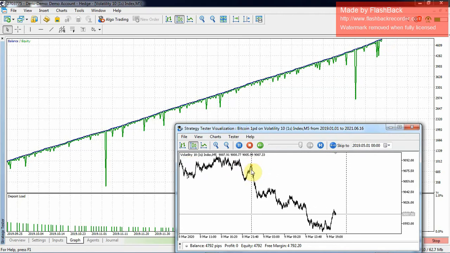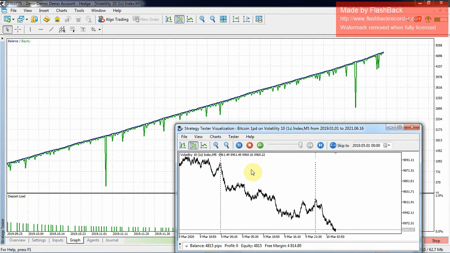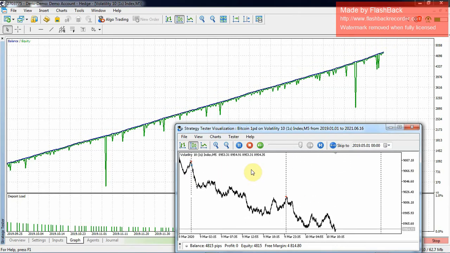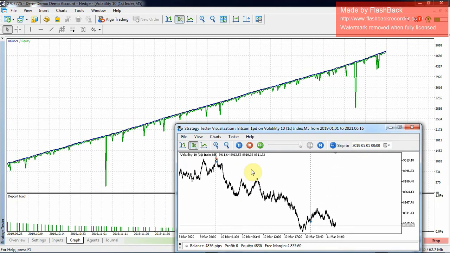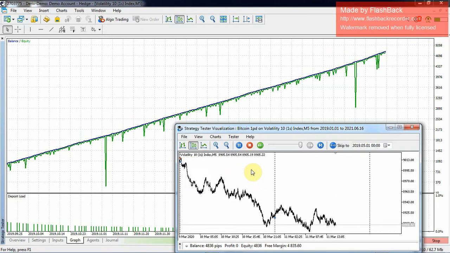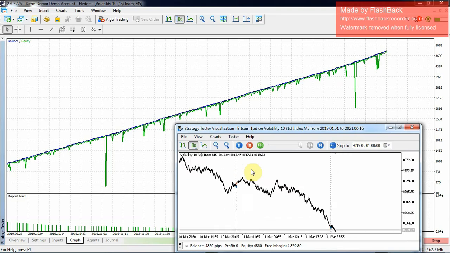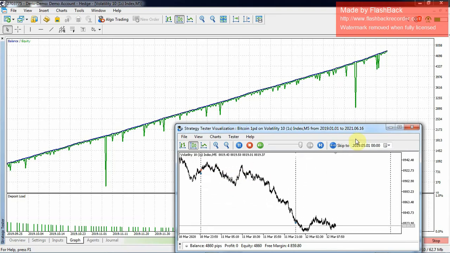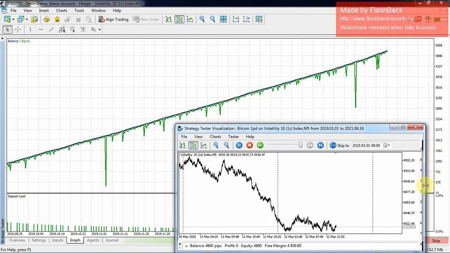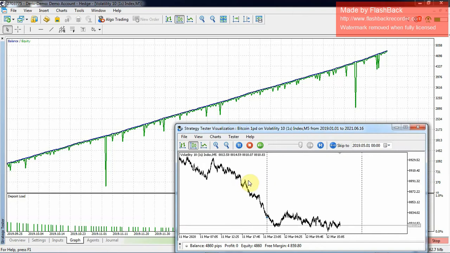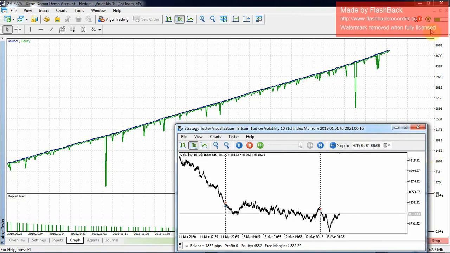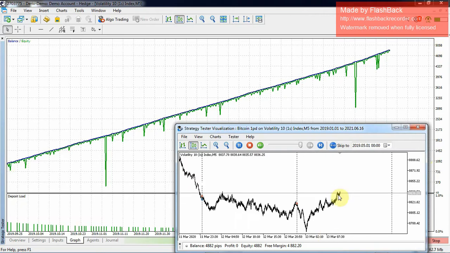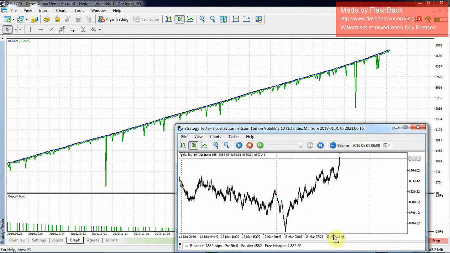Smooth curve. In real time, this curve would have been exponential, not a straight line as it seems, because you would have been increasing your lot size in real time. But with a back test, it's not possible to increase the lot size. From 1K, we are now up 5K.